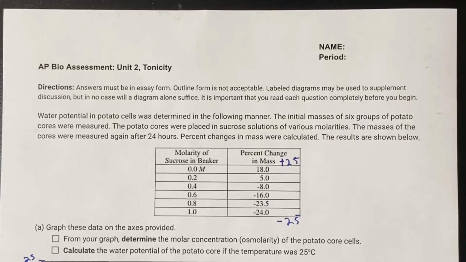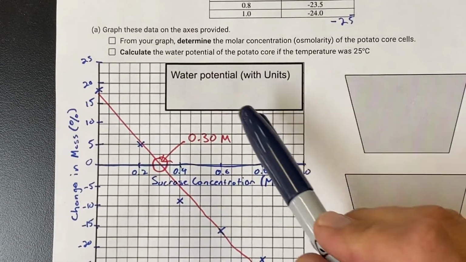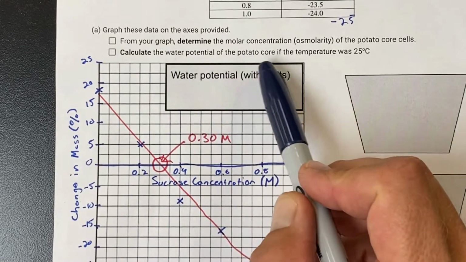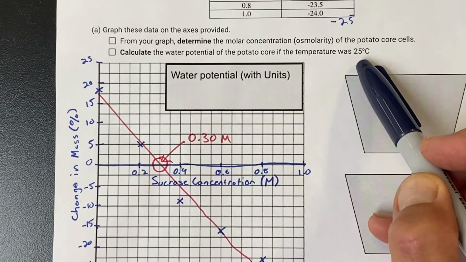Okay, here we are back again. We're doing part 2 of our tonicity and osmolarity assessment. In the first part, we graphed our data, and in this second part, I'm going to show you how to calculate the water potential of the potato core if the temperature was at 25 degrees Celsius.